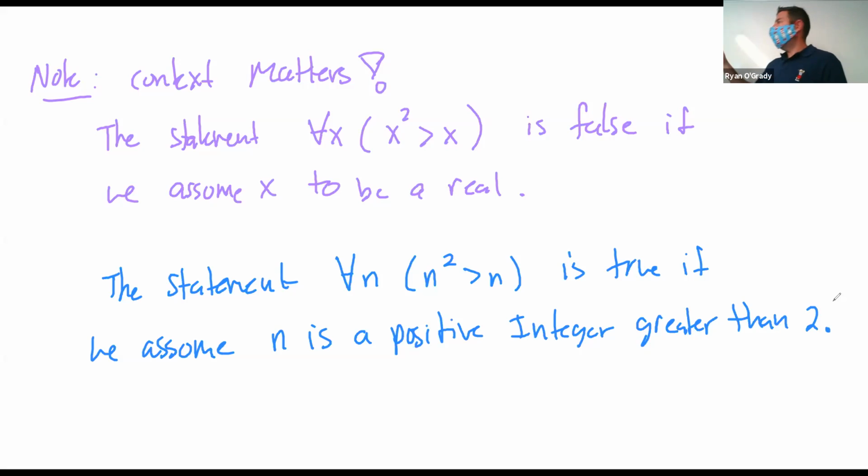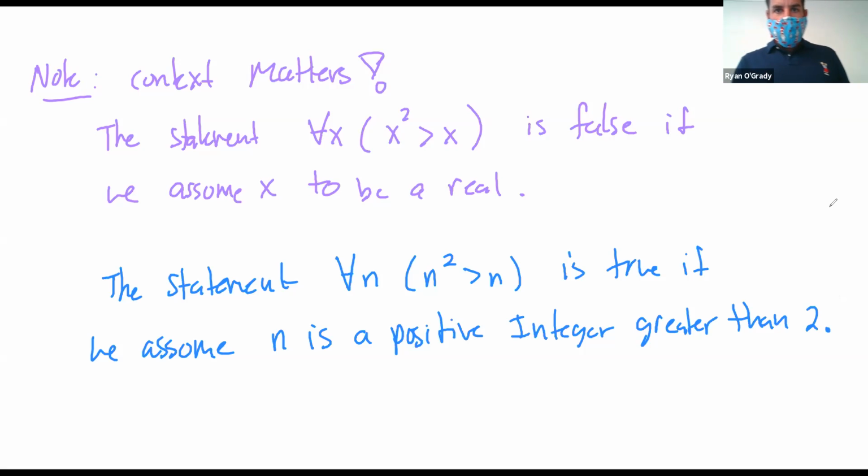Does anybody have a question about this, a comment, a concern? Are we okay with this when I'm saying context? So the context of the problem is: what are you allowing as the allowable variables?